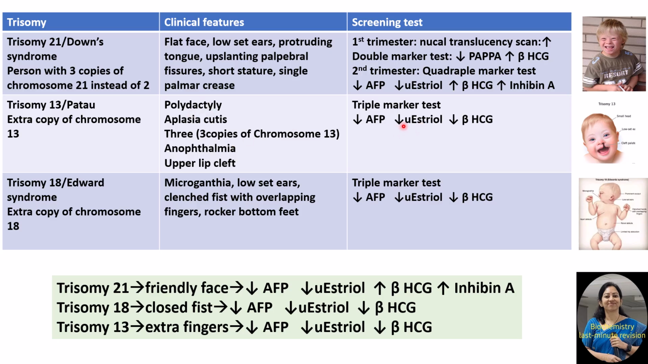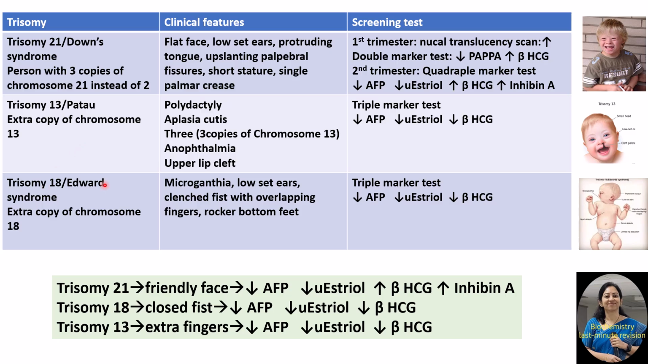We can use the triple marker test, which is sensitive to identify trisomy 13. Here all three parameters are decreased: decreased alpha fetoprotein, decreased urinary estriol, and decreased beta HCG. So this is the image of the child with trisomy 13 or Patau syndrome.